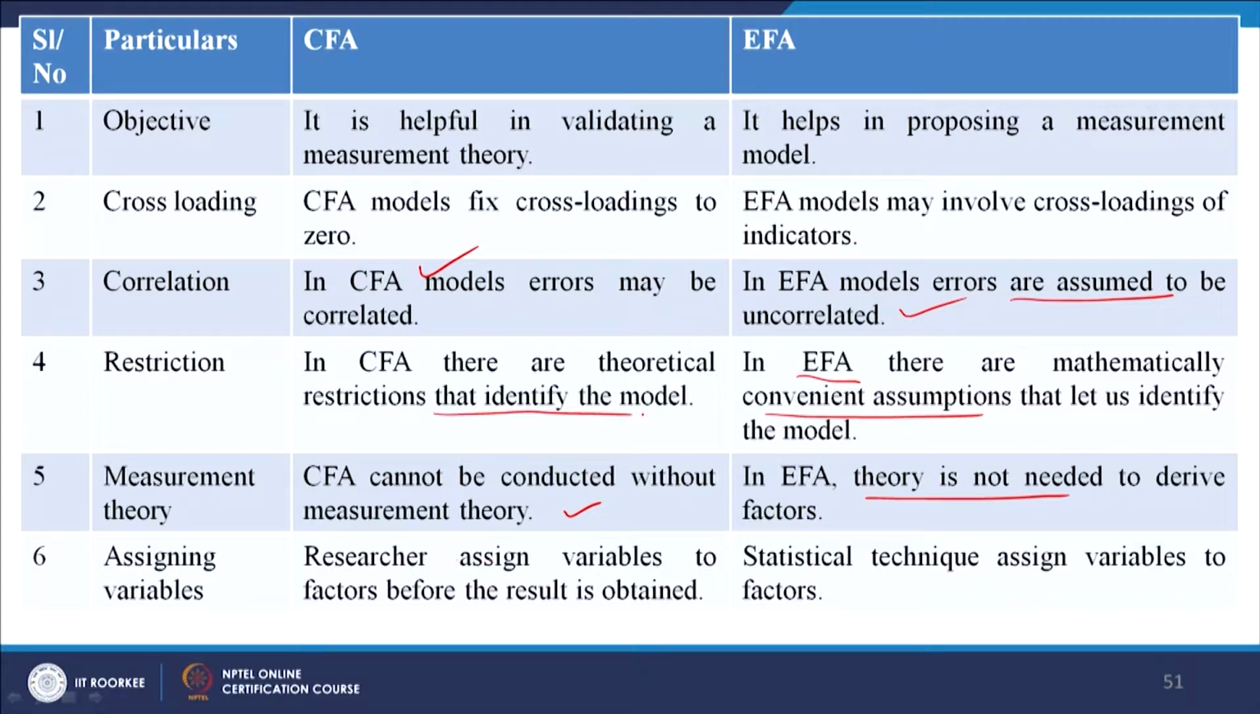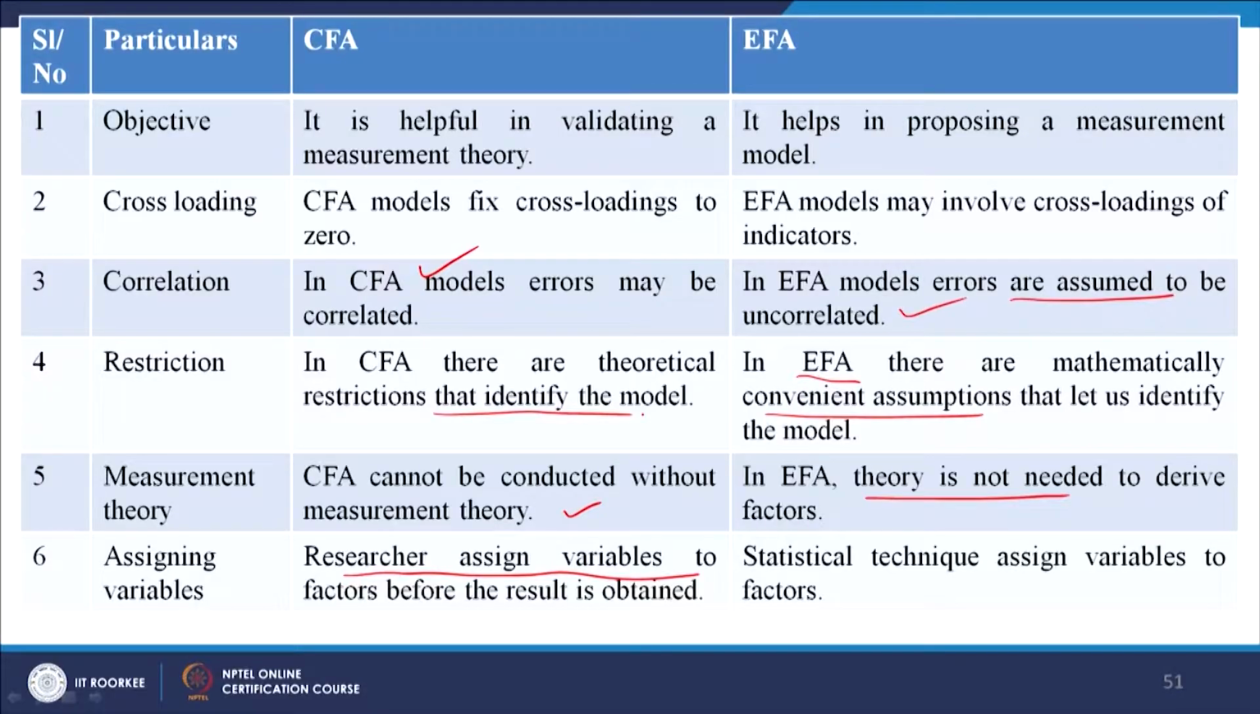Last, the researcher assigns variables to factors before the result is obtained. Now, this is very important: the researcher is assigning the variables to the factors before the result. That means maybe he has seen some other researcher doing a similar study, and that work is published or validated. Then the construct or scale I am now using, the variables to the factors are already known to me.